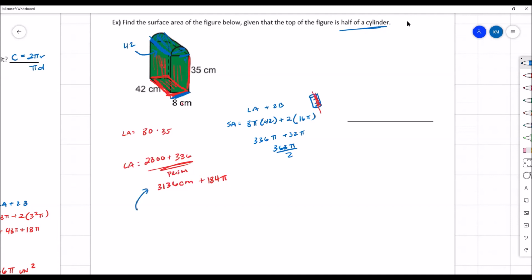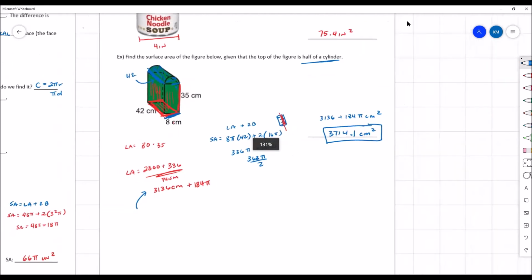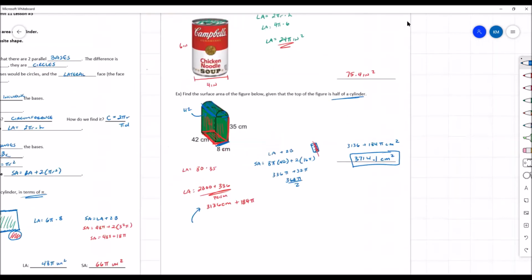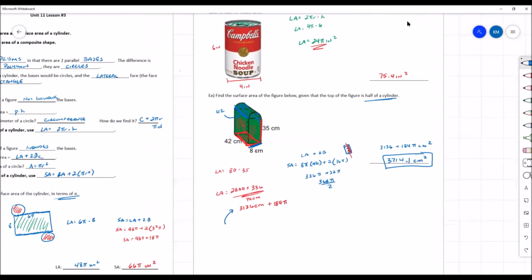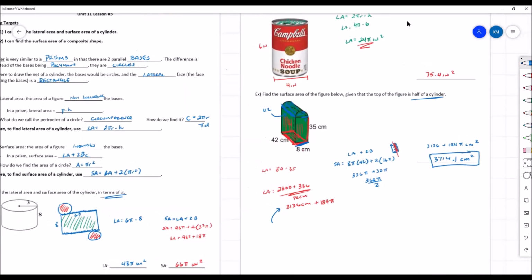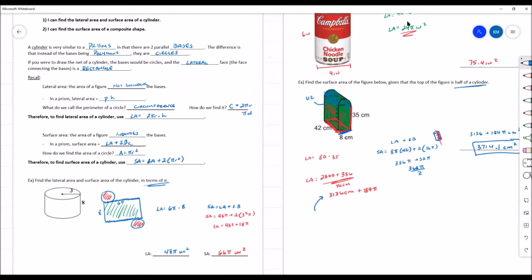If we want to leave it like this, we could say 3,136 plus 184 pi centimeters squared. But we probably want to use this as a decimal, and that should give us 3,714.1 centimeters squared. All right, so there you have it. Finding the surface area and lateral area of a cylinder, and then using our knowledge about prisms and cylinders to find composite figures. All right, see you.